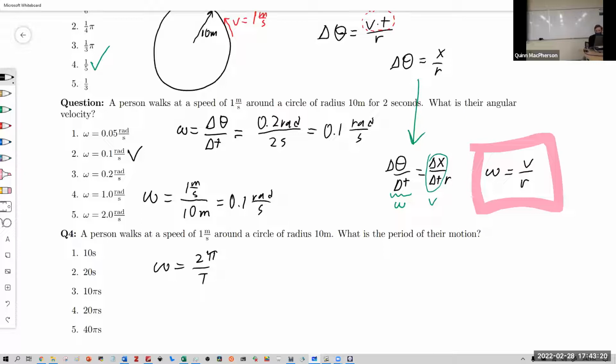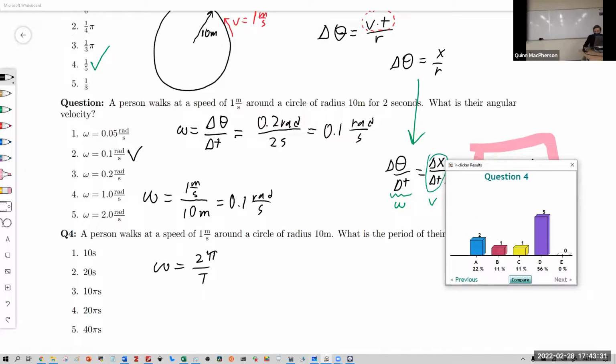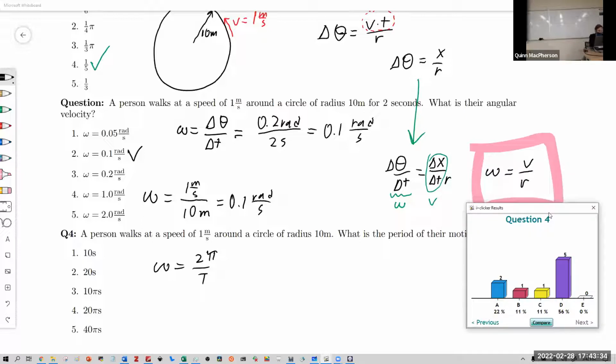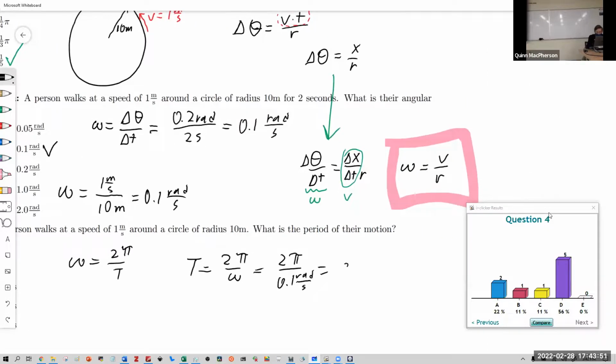Okay, 10 more seconds. 5, 4, 3, 2, 1. Stop. Display. So we could say we're solving for T. T is 2 pi over omega. We've already decided that omega is 0.1 radians per second. So apparently the period is 2 pi divided by 0.1, which is 20 pi seconds per radian, but that's a fake unit, so it just goes away.